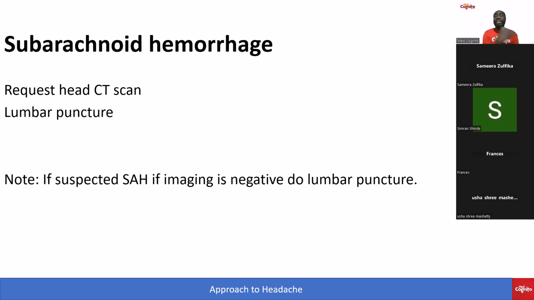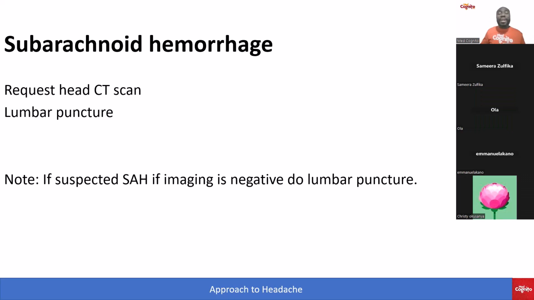So after you've managed the ABC, you want to request a head CT scan because that will help you to know if there's a bleed. If the head CT scan is not very specific, you want to do a lumbar puncture. Now, with subarachnoid hemorrhage, when you do a lumbar puncture, what will you see? Can somebody tell me? Xanthochromia. Beautiful, beautiful. That is a yellow tinged spinal fluid, right?